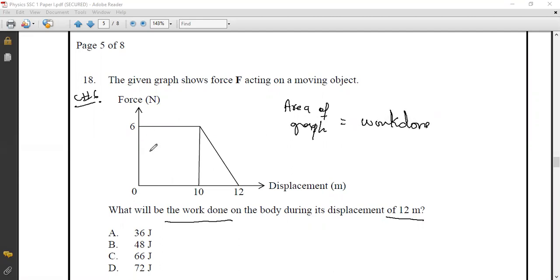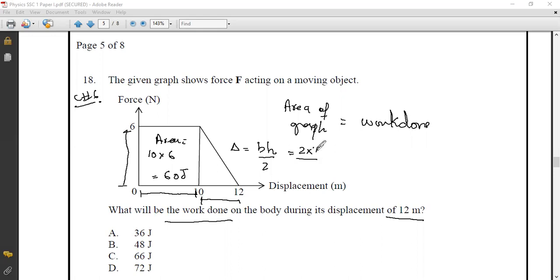So we have to calculate the area of this whole graph, in which we have a rectangle and a triangle. The length of this rectangle is 10 while the breadth of this rectangle is 6. The area of the rectangle is length multiplied by breadth, that is equal to 60 joules. The area of this triangle is equal to base into height divided by 2. The base of this triangle is 2 and the height of this triangle is 6. So 2 and 2 will cancel out with each other. So the work done is 6 joules. So in total we have 66 joules of work done on that body. So the correct option is option C.